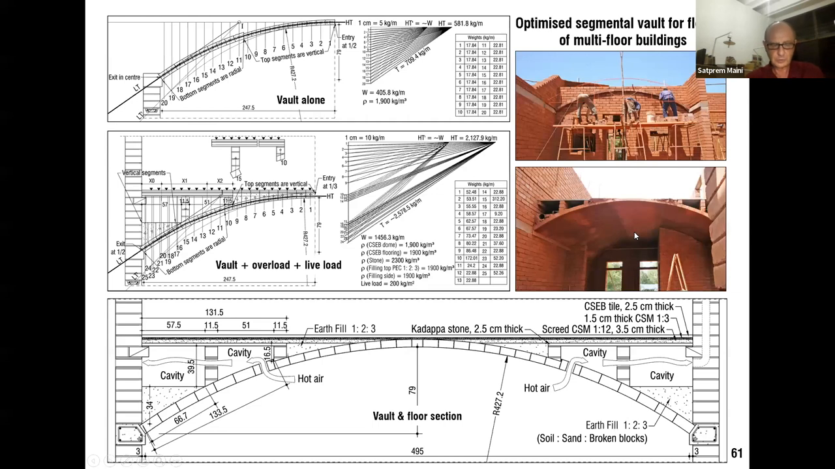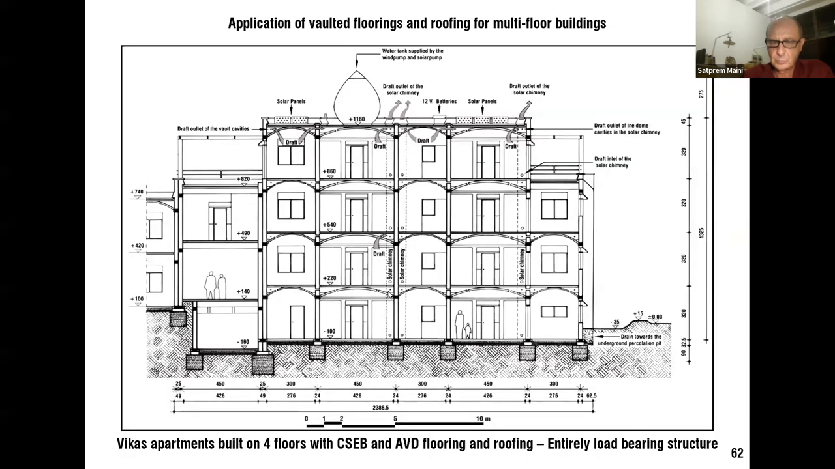So now we have examples of Vika's apartment. You have seen yesterday some photos of the building on four floors. So everywhere we have vault and domes for this building on the four floors with cavities here. So you have a pipe here for the hot air to go in the cavity, and this was pulled into the solar chimney on the top of the building.